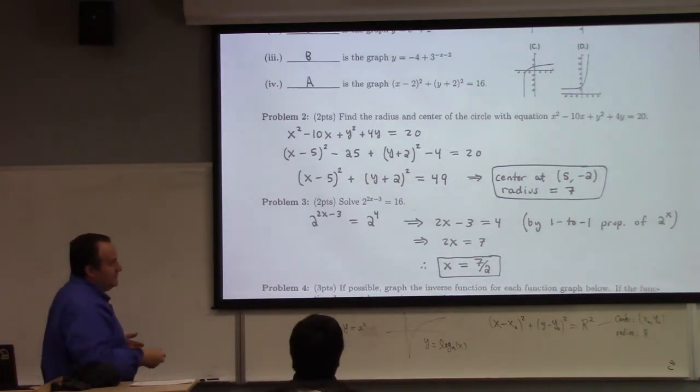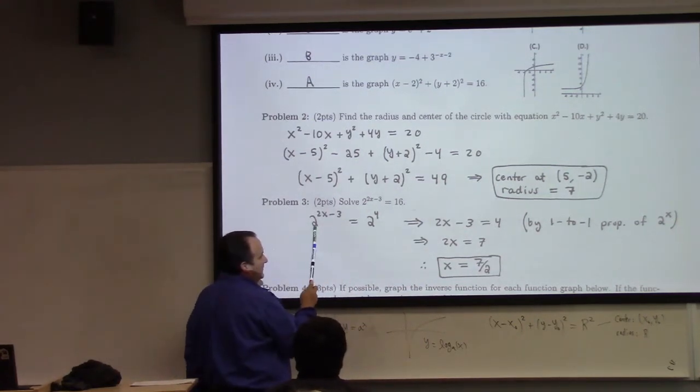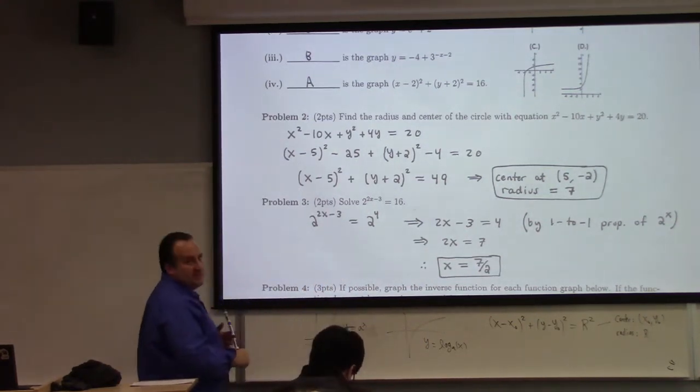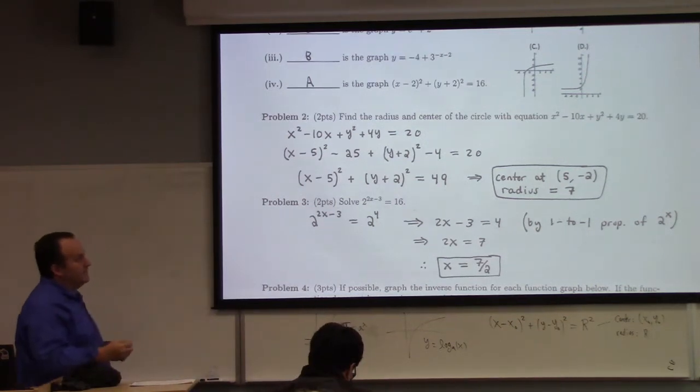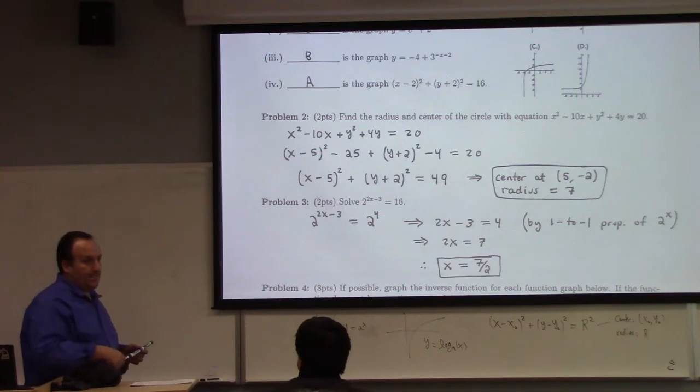Problem 3, so I just noticed that 16 was 2 to the 4, and so that's how I handled it. Did you guys do it that way? Number 3.